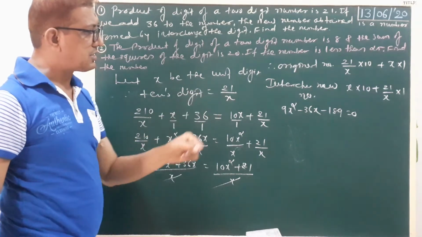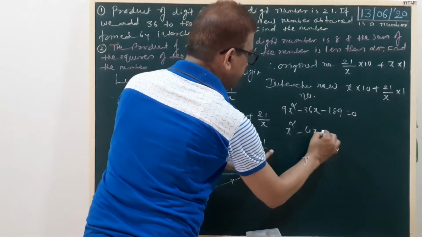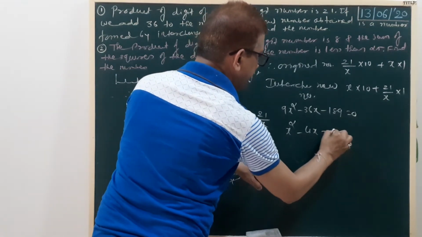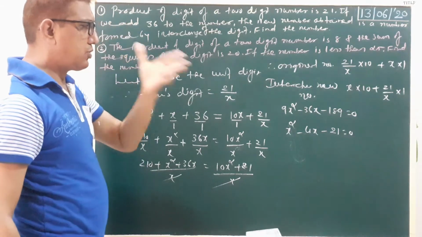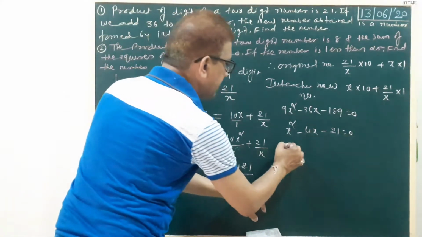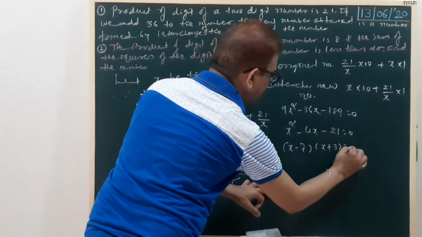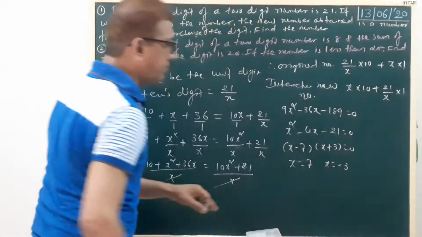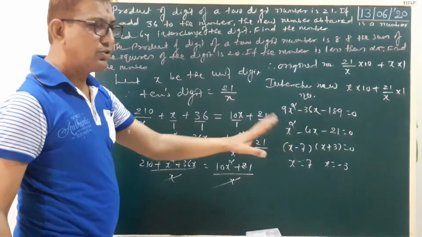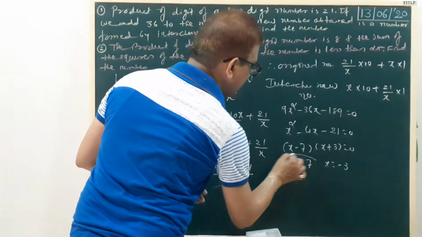Now the whole equation is divisible by 9. So x square minus 4x minus 21. This is your very simple quadratic equation. 7 threes are 21. So x minus 7 and x plus 3 equal to 0. So x equal to 7, x equal to minus 3. A negative value of x is not possible because a negative digit is not possible. So x equal to 7 is our answer.